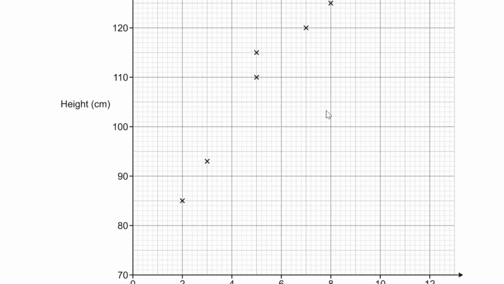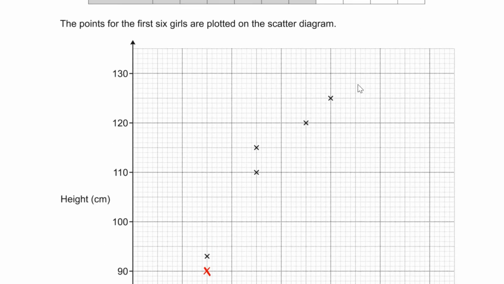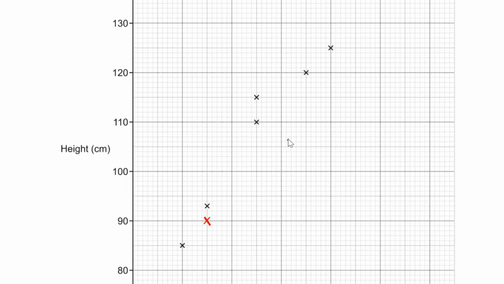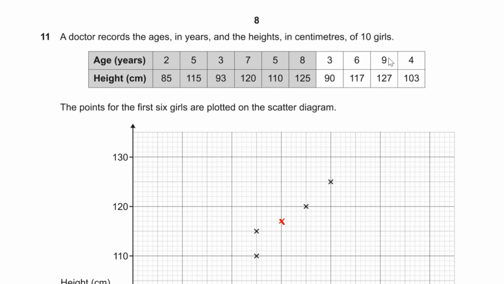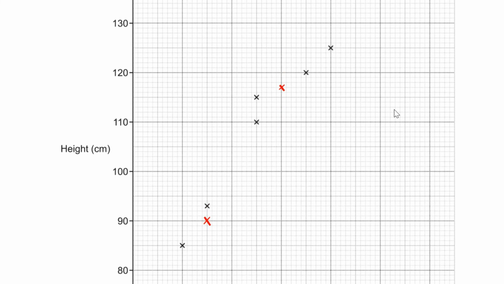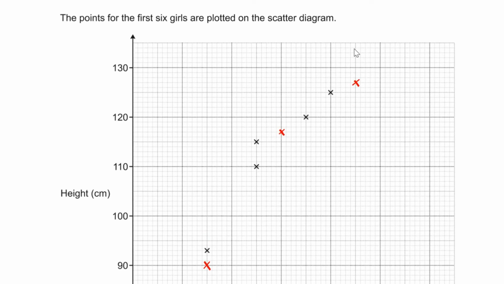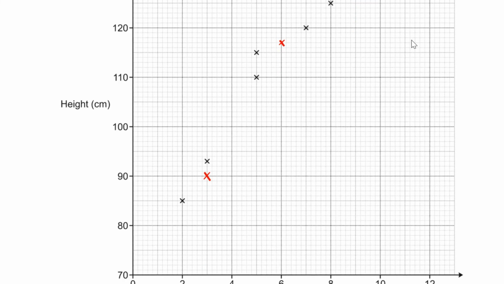So we've got 3, 90, so 3 across, 90 up, that goes here. Then we have 6 and then 117, so we've got 6 over here, and then 117, well here we've got 110, and then we've got 115, 16, 17, that goes here. And then we've got 9, 127, so 9 goes here, and then 127, that goes here, and then 4 and 103, so 4's over here, 103 is over here.